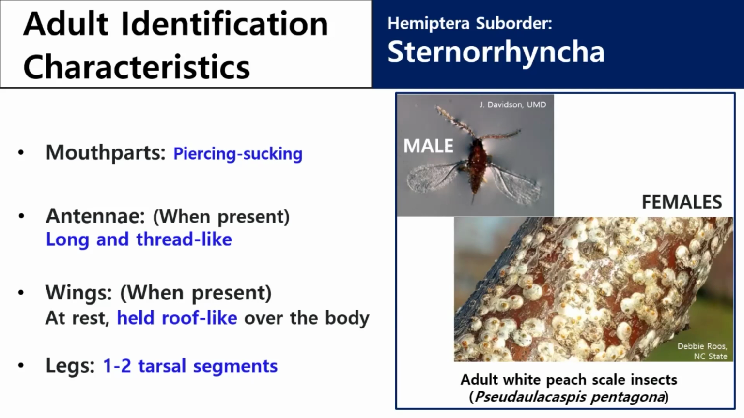This is an adult white peach scale on our bottom right, and each of those little circles or discs is an individual adult female scale. She will stay there with a straw-like mouth part, feeding for the rest of her life, not moving. So there are lots of different scale species, and they are Sternorrhyncha.